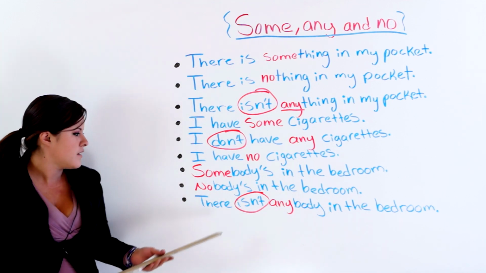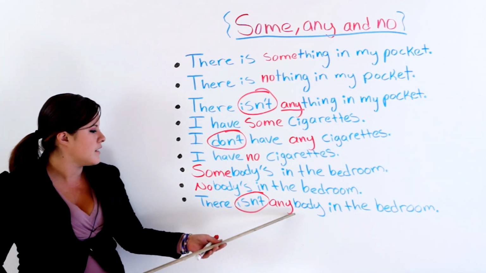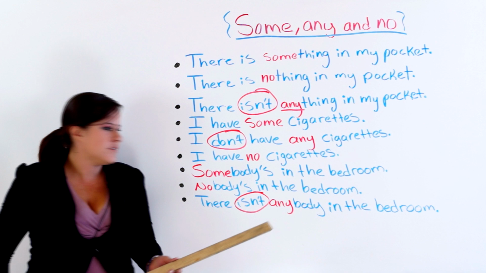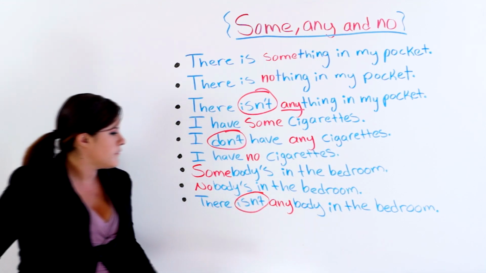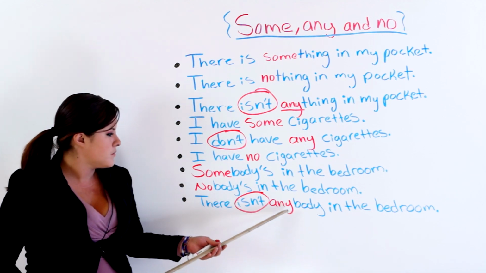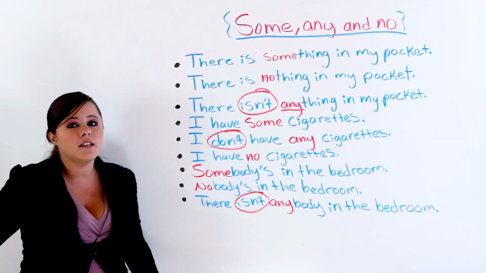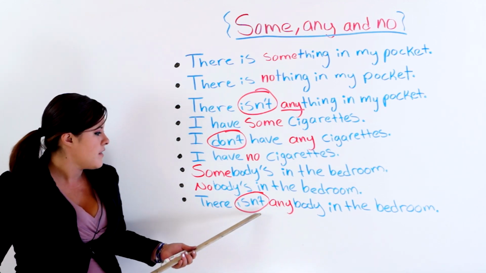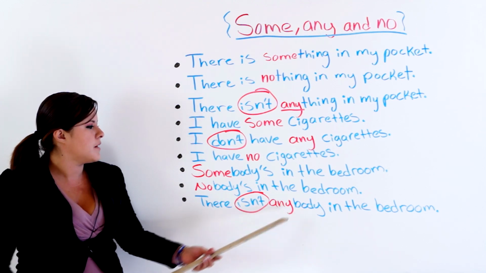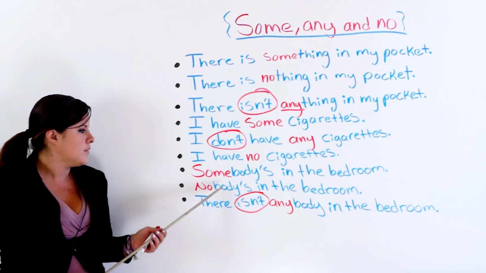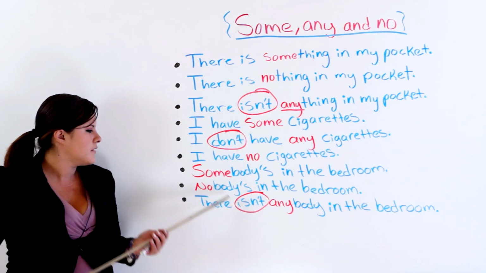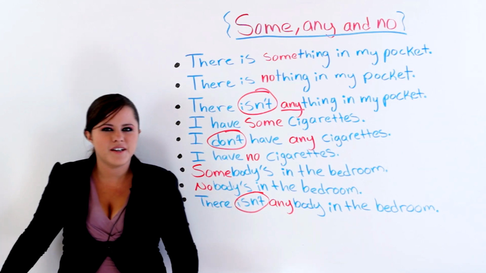The next one says there isn't anybody, okay? It's the same thing, nobody's in the bedroom. There isn't anybody in the bedroom. The difference is, because I am using any right here, I need a negative auxiliary, okay? There isn't anybody in the bedroom. And that's the difference between no and any. Negative auxiliary, no negative auxiliary, okay?